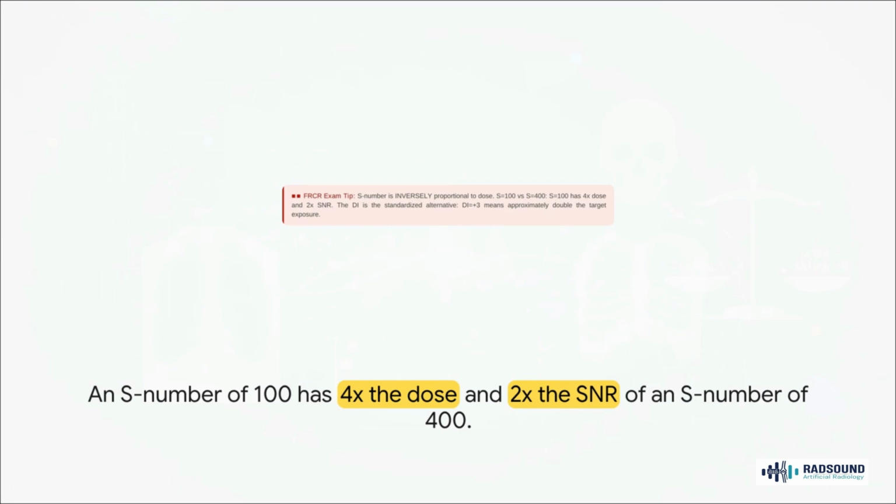So here's a classic exam-style question that ties this all together. If you're comparing two images, one with an S number of 100 and one with 400, what's the difference? Well, the S100 image got 4 times the dose. And because SNR is the square root of the dose, it has double the signal-to-noise ratio. See how it all connects?